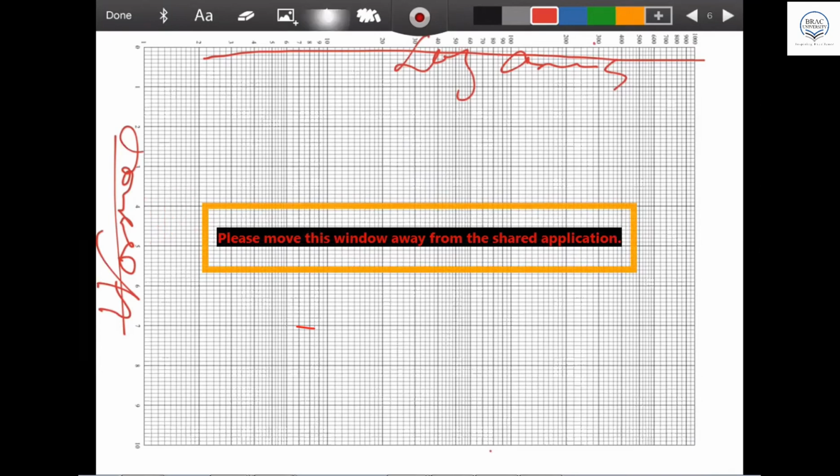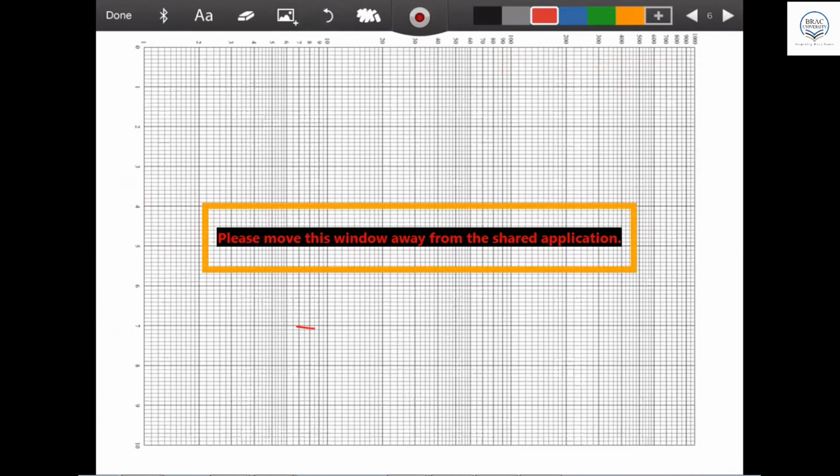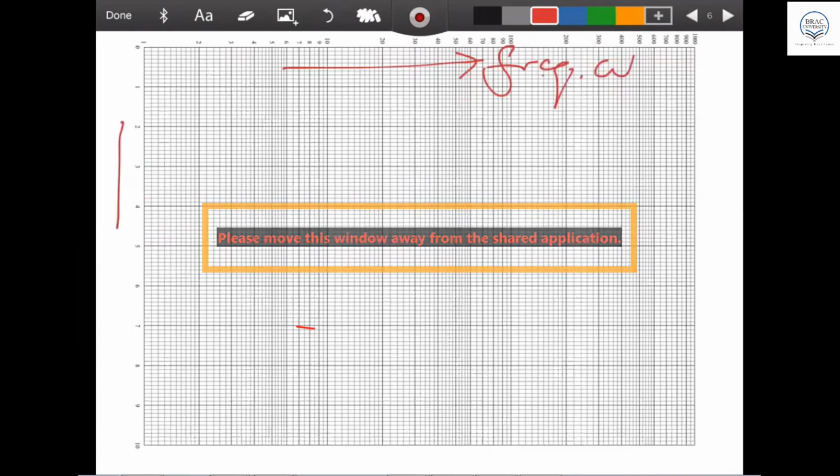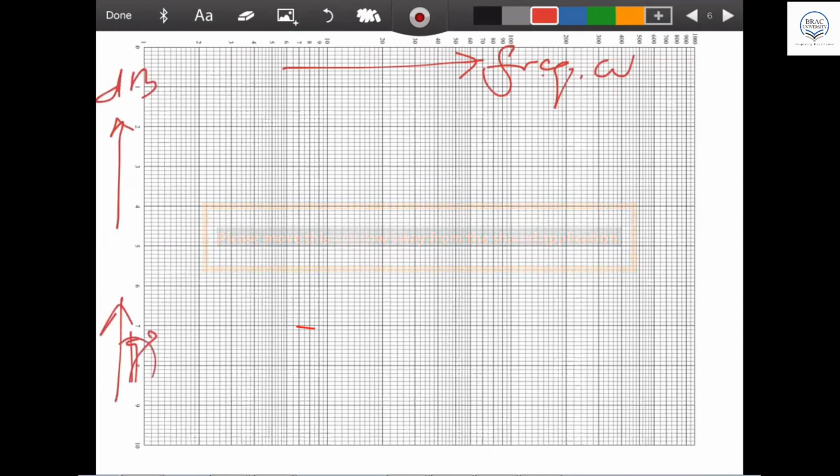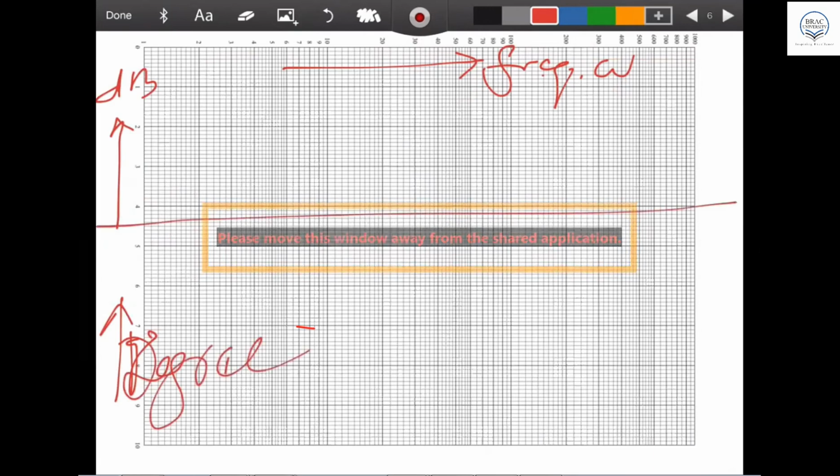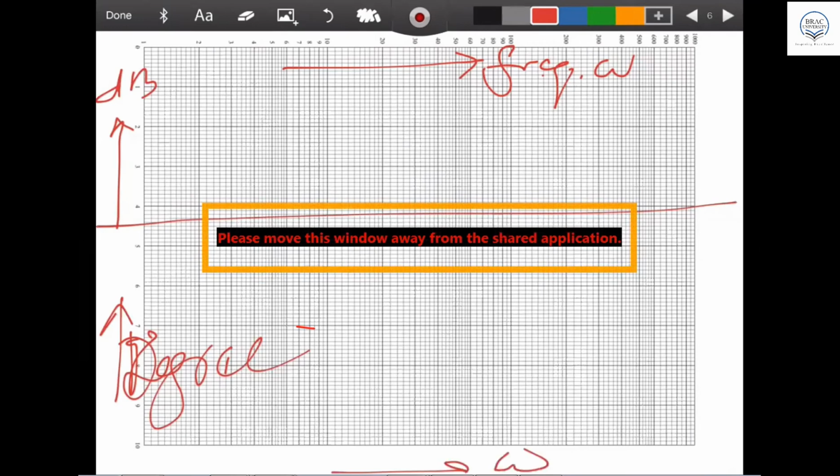Now in our case, the log axis, that is the x-axis, we will use for frequency omega, and the y-axis we will use for dB and for degree. That means we are going to divide the graph paper in the middle, and the upper half we will use for dB versus omega, and the lower half for degree versus omega. This is the way we are going to draw both graphs, and that is called a Bode plot.